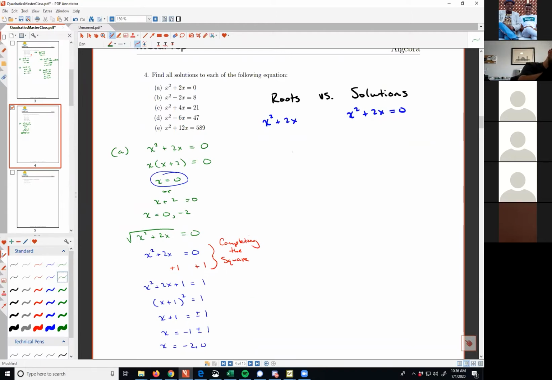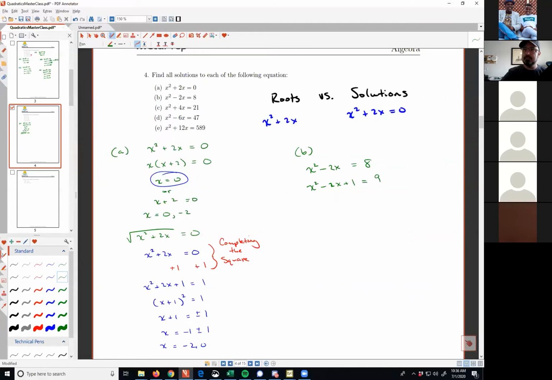So let's take a look at another example, B. If we can get to a perfect square, we can take the square root and we win. We know how to do that. So how do we complete the square here? By adding one to both sides. If we add 1 to both sides, we get that equation. Now what?